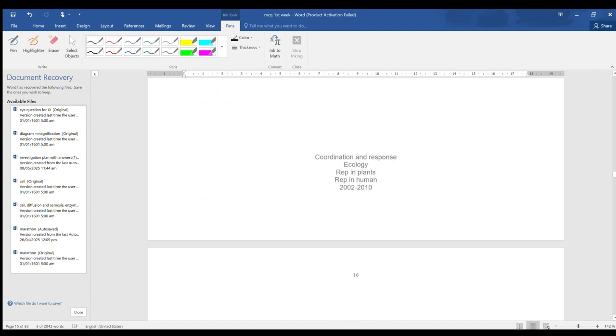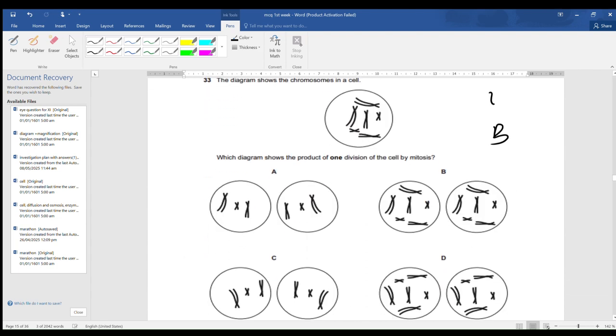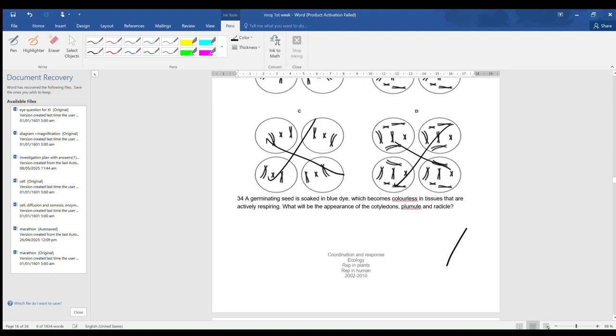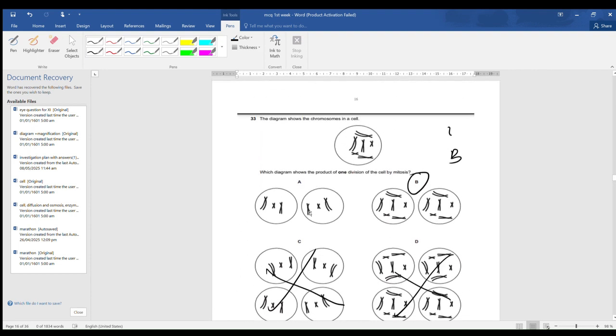Now move on to question number 33. The diagram shows the chromosomes in a cell. Which diagram shows the product of one division of the cell by mitosis? We know that after mitosis, 2 daughter cells are formed, and the number of chromosomes are same. So at which stage the 4 daughter cells will get wrong, 4 daughter cells will get wrong, because in meiosis 4 daughter cells are formed. Therefore option B is correct. Now because the number of chromosomes are same, in A the number of chromosomes are reduced to half.